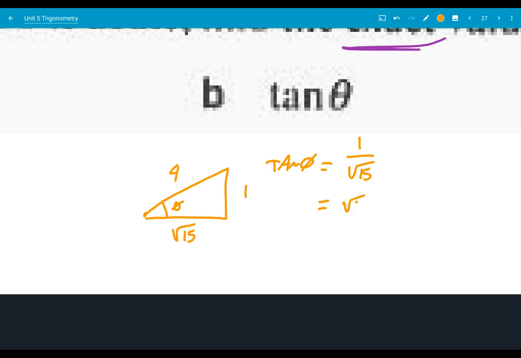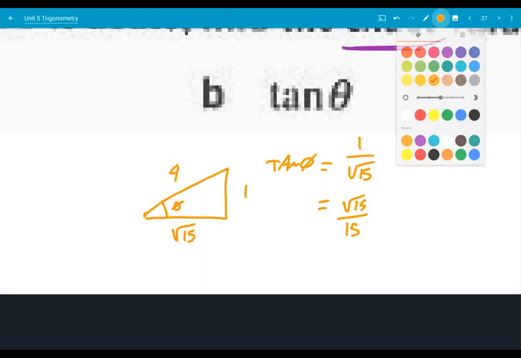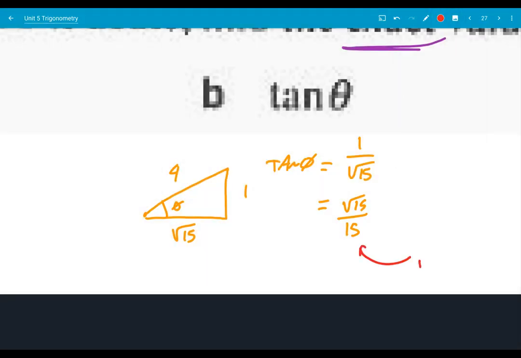You might also see this written as that. This right here is what we call a rationalized denominator. Depending on the question in ALEX, it may ask you to rationalize the denominator. So you might see an answer like this. The way we do that is we just multiply by 1, just like we did when we were looking at complex numbers.